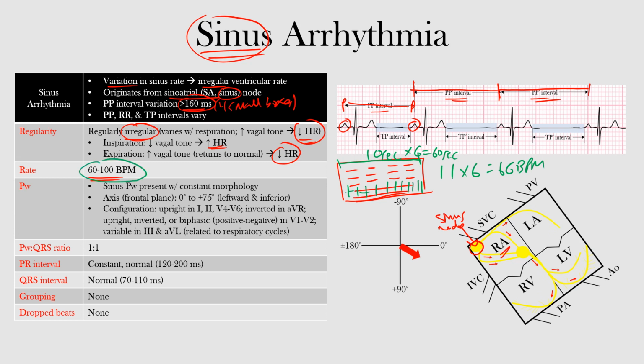Now, in terms of the P waves, we'll see sinus P waves, because they originate from our sinus node here, and they'll be present, and they'll have a constant morphology, meaning they'll all look the same. They're all coming from the same location, so they'll have the same morphology.